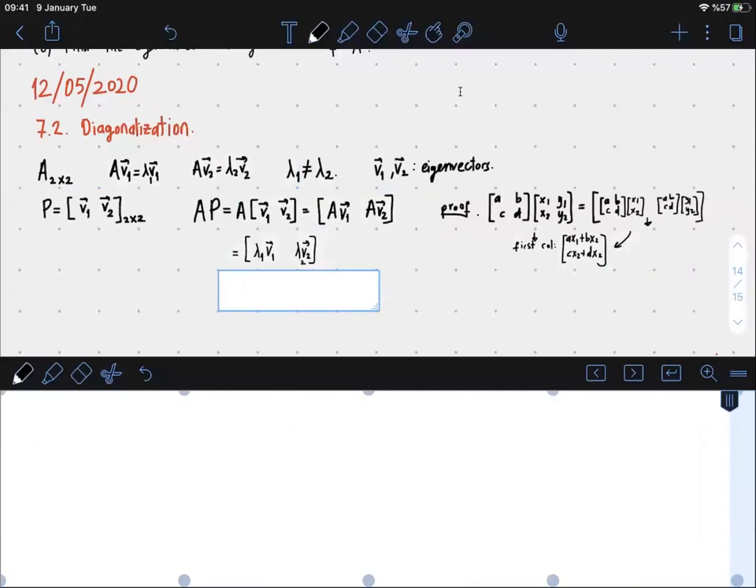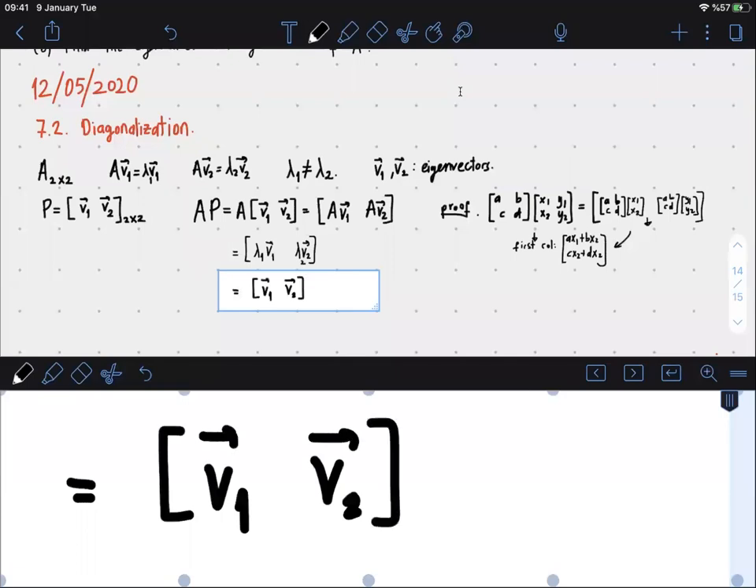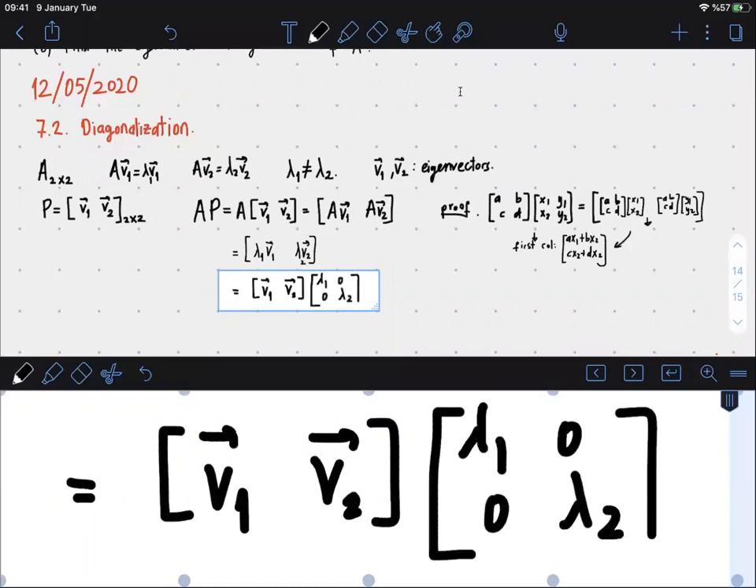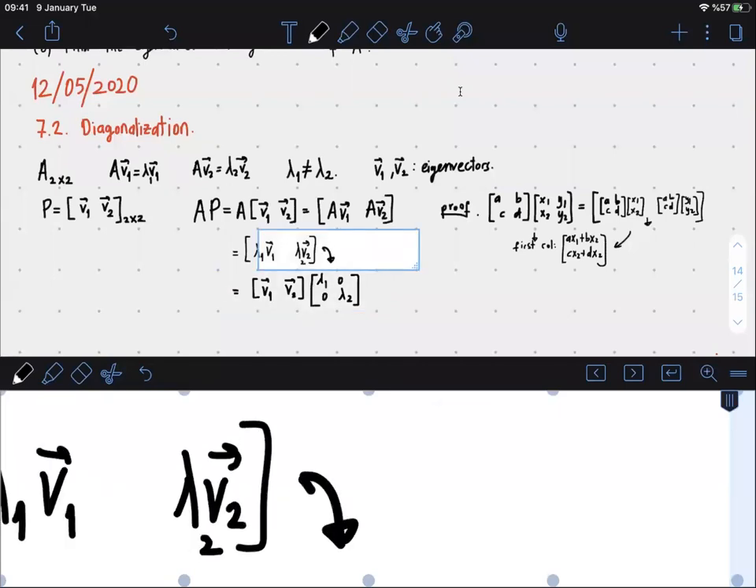Okay, guys, now another trick, the second trick is this one. This matrix is basically equal to this product, the V1, V2 matrix multiplied by lambda 1, 0, 0, lambda 2, okay? Again, this is something that you can prove. You can prove that these two are the same. I leave it to you, it's just checking.